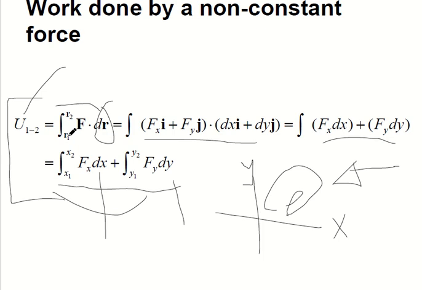We can represent this work in terms of F dr. We can also represent that work in terms of the axis components of the force, because it is the same thing. Going from R1 to R2 can be represented by the corresponding x and y coordinates, and that's exactly what we're doing here.